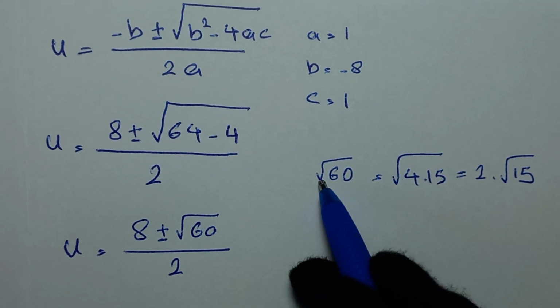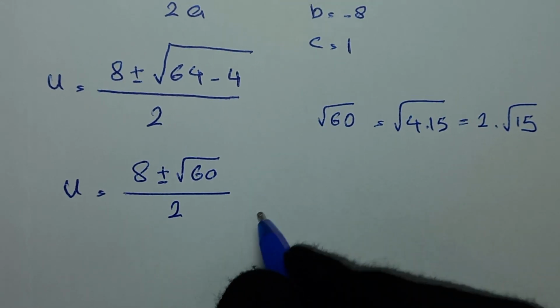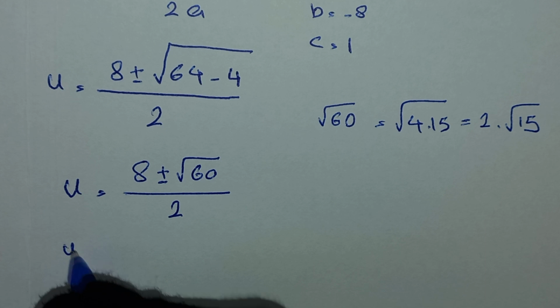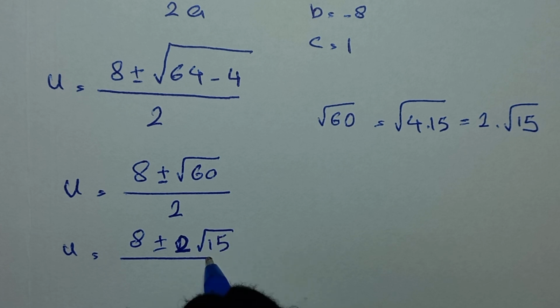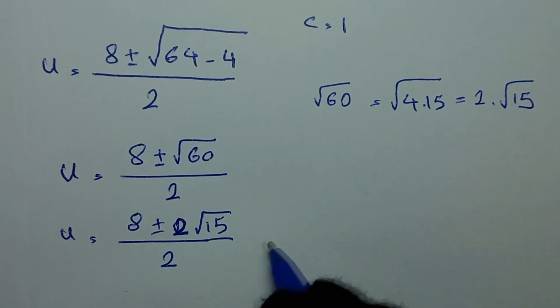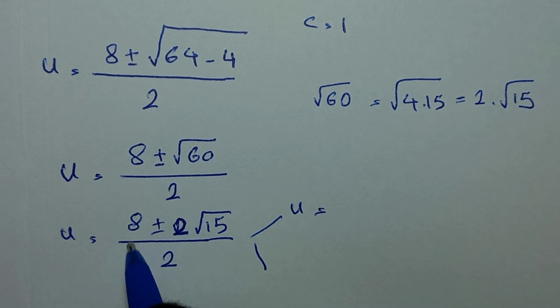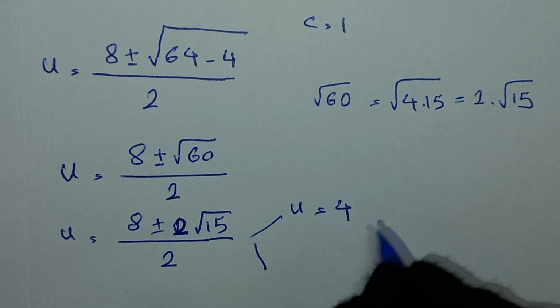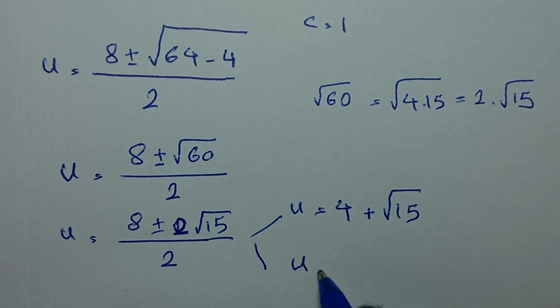So square root of 60 is equal to 2 times square root of 15. So we write in here u is equal to 8 plus or minus 2 times square root of 15 over 2. And from here u is equal to 8 plus 2 square root of 15 over 2, and 8 over 2 is 4, and 2 over 2 is 1, so it will be square root of 15, and u is 4 minus square root of 15.